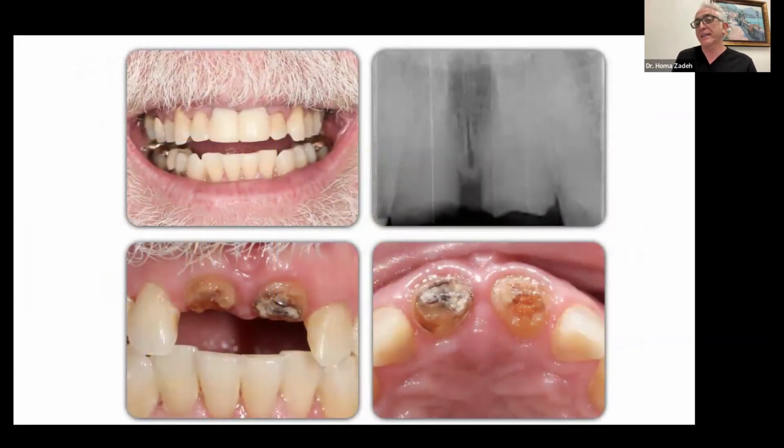So this implant has only been out a few weeks. I've already done a variety of different cases. I'd like to share my experience with a few of these cases.